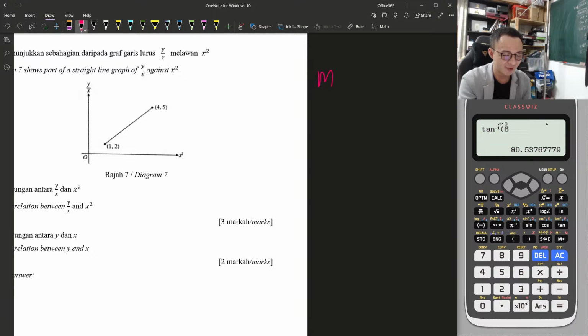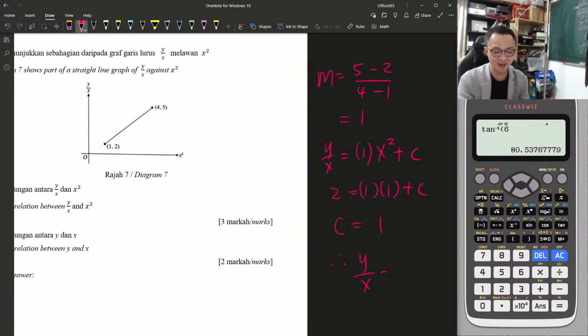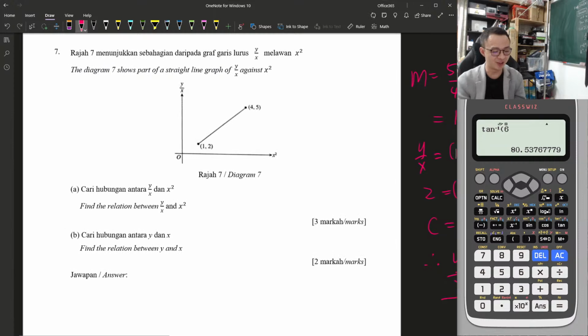Okay, so the gradient is the change in y over the change in x. So it's 3 over 3, which is 1. So y over x equals m x squared plus c. My m I just got is 1. To find c, I substitute in 1, 2. So 2 equals 1 times 1 plus c, so c equals 1. Therefore, y over x equals x squared plus 1. I guess this is the relation between them.